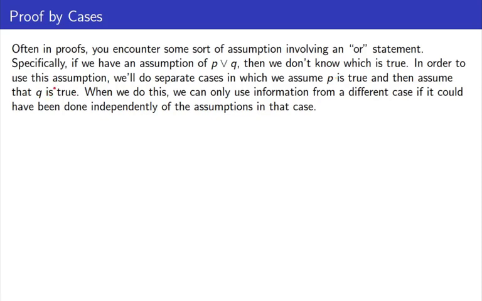When we do this second case for Q being true, remember that if we have P being true, that gives us one assumption that might give some implications, but when we then say Q is true, we cannot use anything that we got in the first case when P was true, unless that information happened to not depend on the fact that P was true.